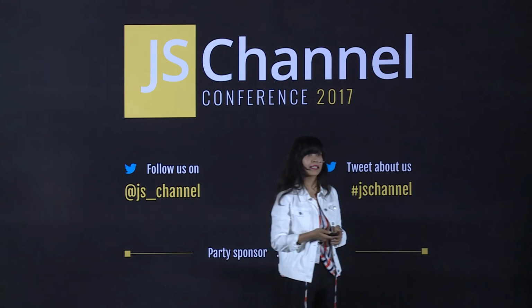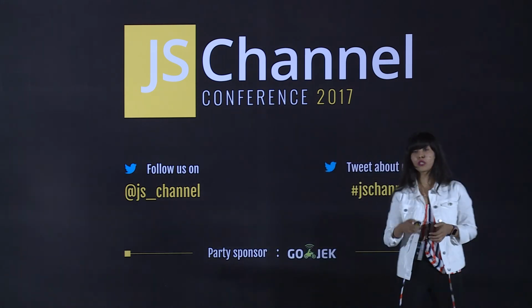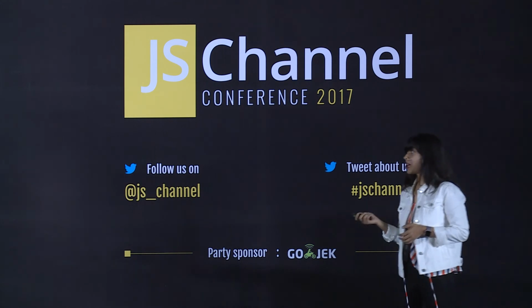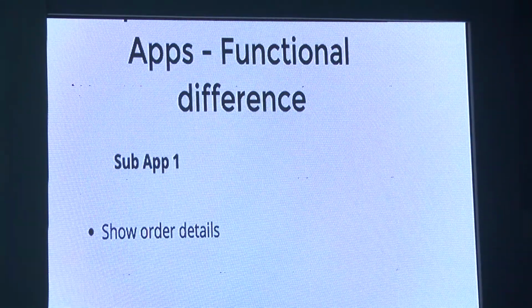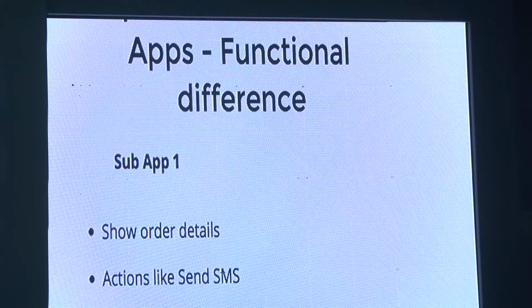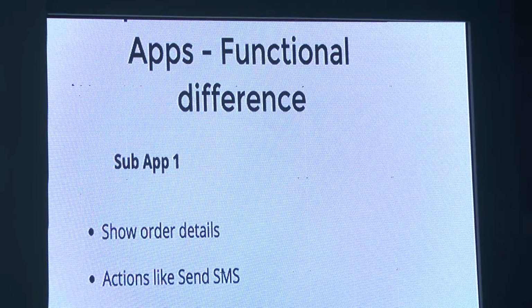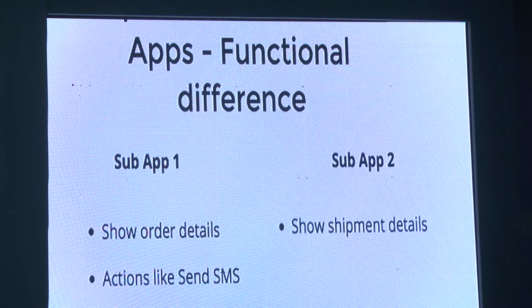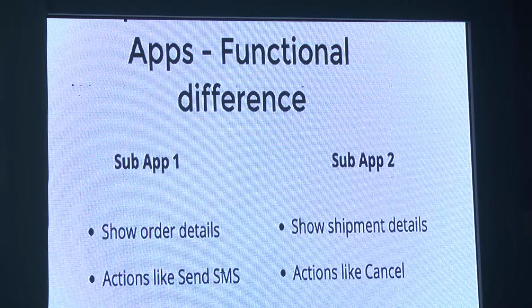As I explained, all these customers are different for each of these applications. Flipkart might have a different set of customers, eCart might have a different set of customers. So basically, sub-app 1 would want to show you the order details and would like to perform actions like sending an SMS to the customer, while sub-app 2 would like to show shipment details and would be performing actions like cancel this shipment. Right? So these are the basic functional differences of the applications that I'm talking about.